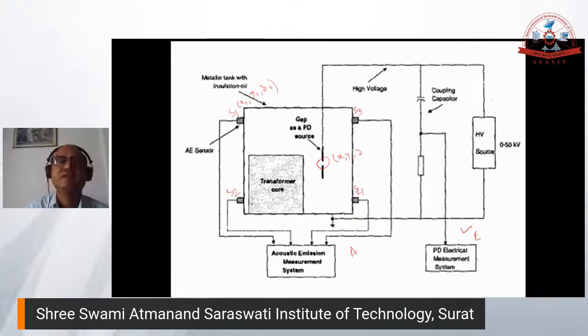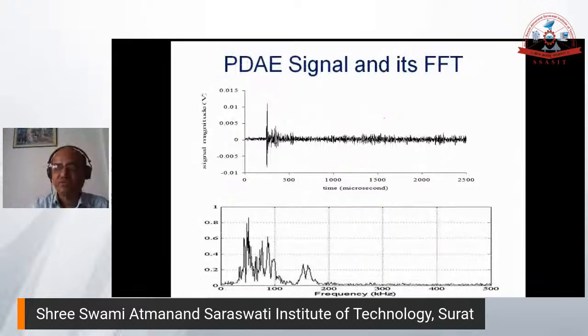So this is x, y, z, and this is x2, y2, z2. This will be x3, y3, and the pulse will propagate in all directions. Since it is a two-dimensional diagram it looks two-dimensional, but you can imagine it is three-dimensional. So PD can generate PD pulses, acoustic PD pulses. Frequency domain analysis can be done on them, and you can get the characteristics.